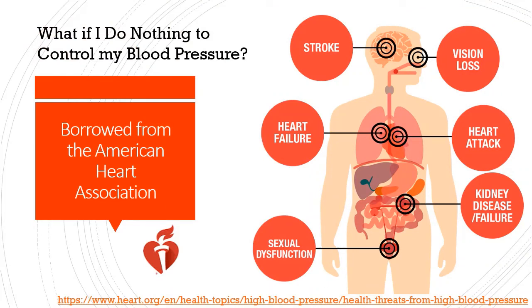What if you don't want to make these changes? What happens if you do nothing to control your blood pressure? Well, according to the American Heart Association, uncontrolled blood pressure can lead to other serious problems. High blood pressure puts excess pressure on the blood vessels in the brain. This can cause vessels to burst or become clogged. Either of these can result in stroke. Chronically elevated blood pressure strains the vessels in the eyes, which can cause loss of vision.